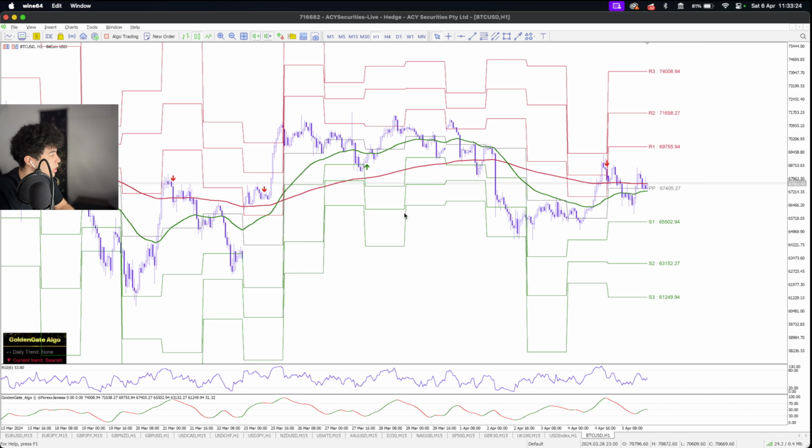So that's it. I hope this has been helpful. Like I said, it's very simple. You don't need to overcomplicate these. It's just support and resistance at the end of the day.